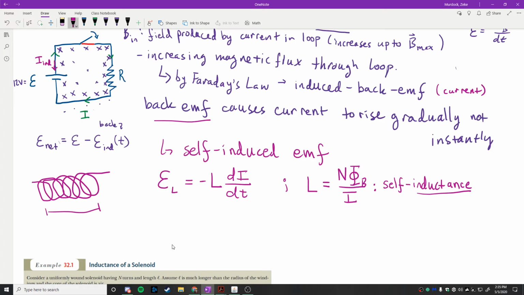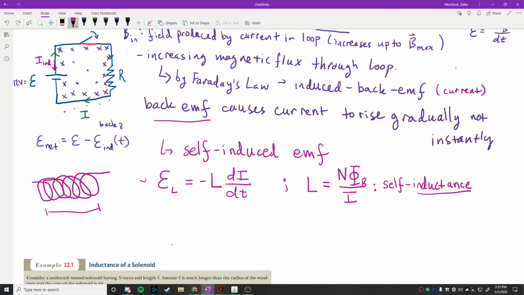The equation says that self-induced EMF is related to this constant that we call inductance, L, multiplied by the time rate of change of the current in the system. This tells you that the faster the current changes, the larger the induced EMF is going to be. It also tells you that when the current increases, the induced EMF is going to be opposite. That's what the negative sign means. If the current increases, the induced EMF is opposite to the EMF of the battery. And if the current decreases, then the induced EMF is in the same direction as the battery.